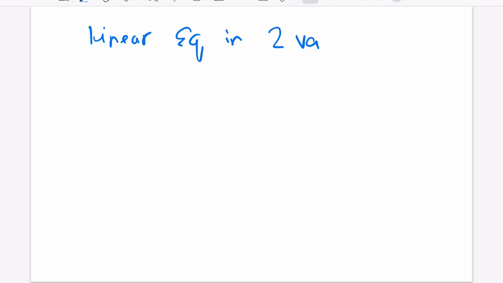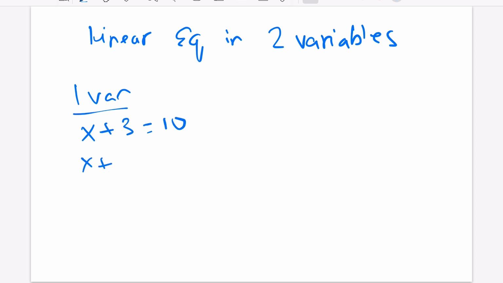So in the previous lecture, if you may recall, we saw linear equations in one variable. For instance, x plus 3 is 10, or x plus 3 is 2x minus 5. So these are linear equations in one variable. There is only one variable in this equation, x. There's only one variable again in this equation, which is x.